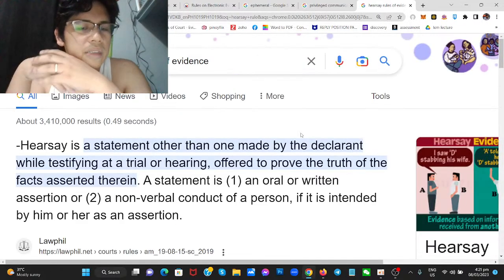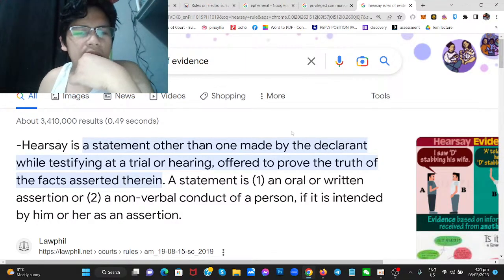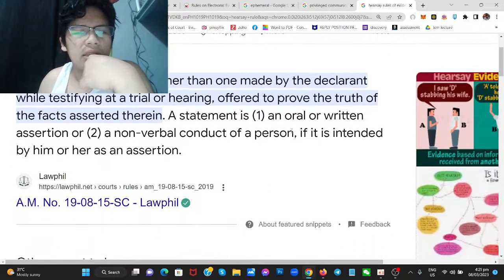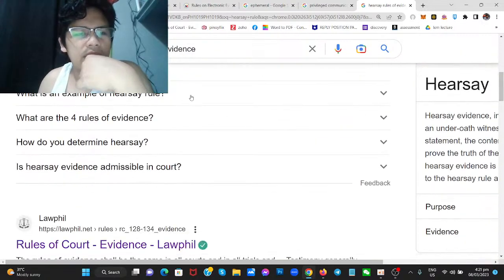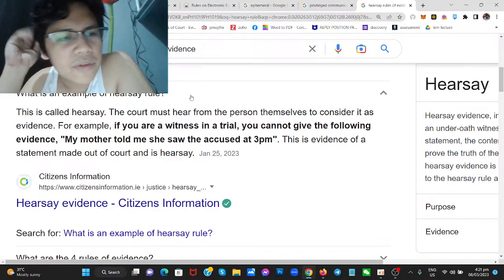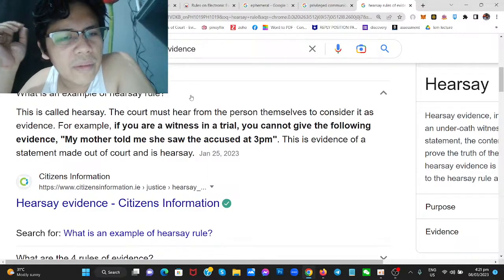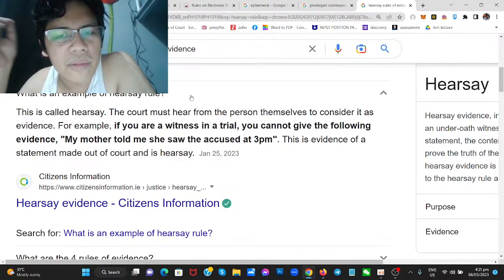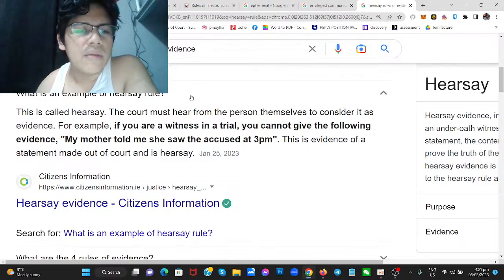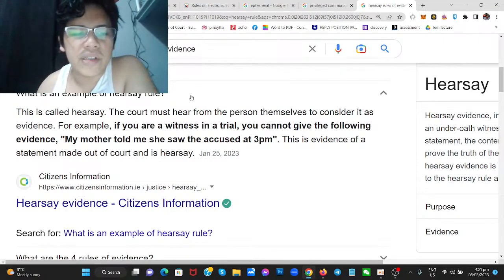Let's define the hearsay rule. Okay. Hearsay is a statement other than one made by the declarant while testifying at the trial. A statement is an oral statement. What is an example of the hearsay rule? The court must hear from the person themselves to consider it as evidence. For example, if you're a witness, you cannot give the following evidence: my mother told me she saw the accused at 3 p.m. This is evidence of a statement made out of court and is hearsay. Eh, sinabi lang pala sa'yo, hindi ikaw ang first-hand na nakakita. That's what you call hearsay evidence.